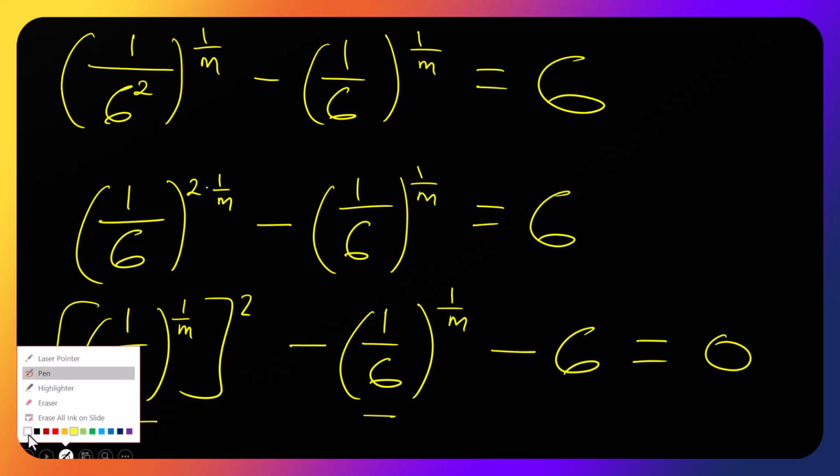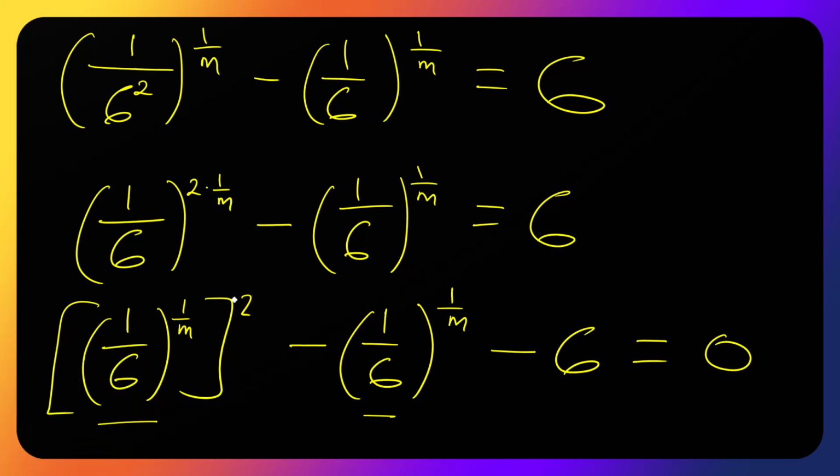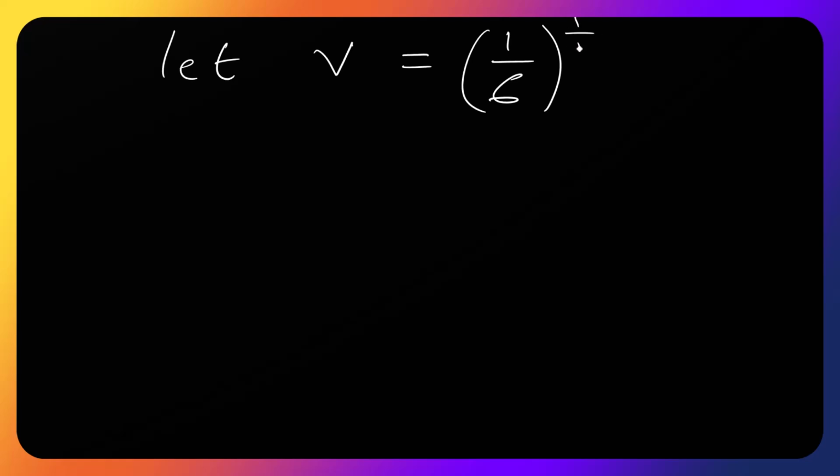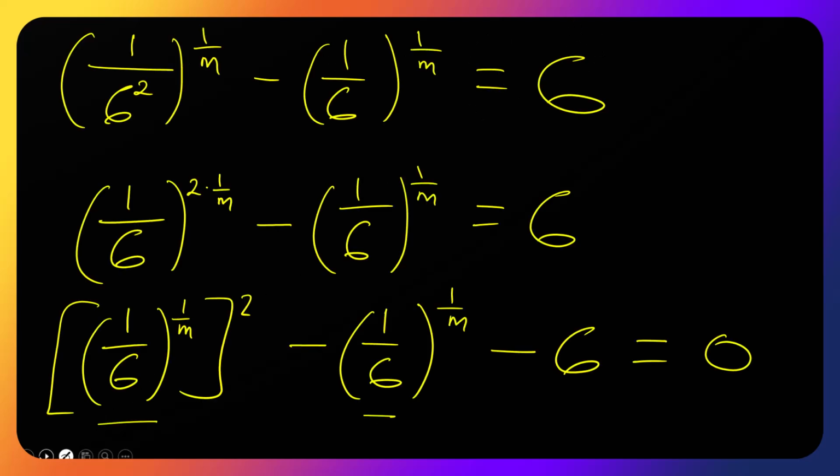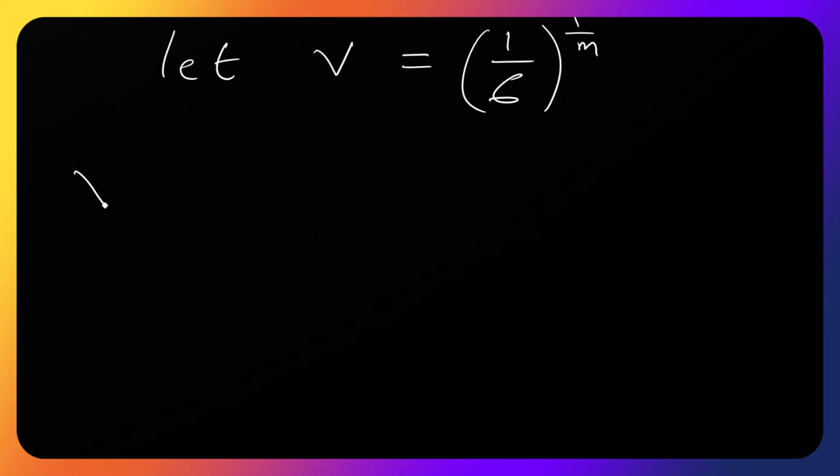Okay, so what we are going to do here is to let a variable be that. So let v be that, (1/6) raised to 1 on m. So where I see (1/6) raised to 1 on m, I'll put v there. So we have v squared minus v minus 6 equals 0.